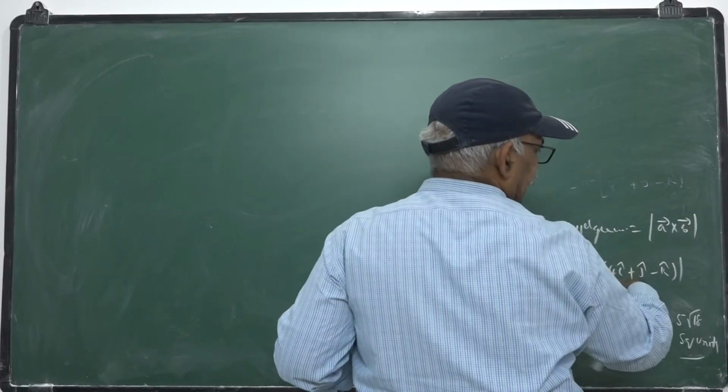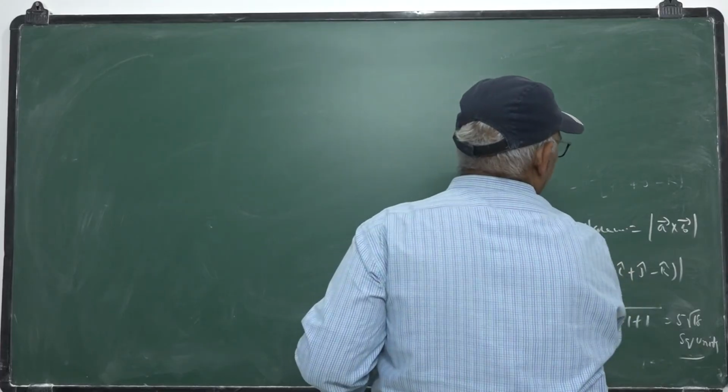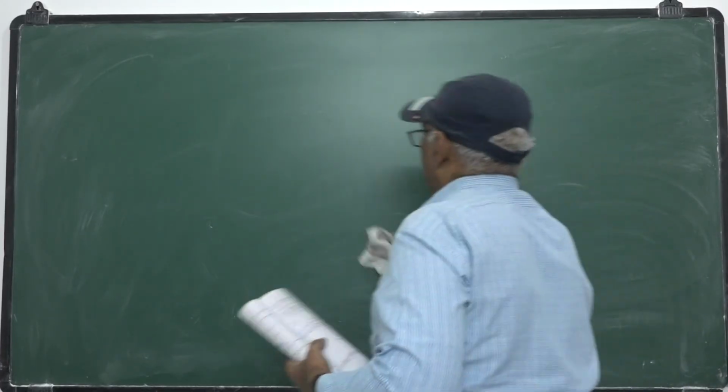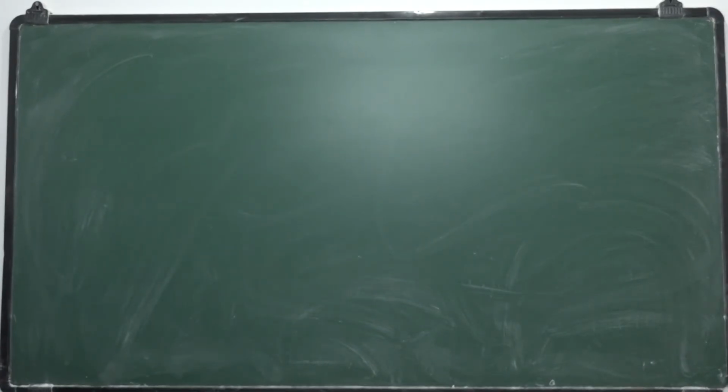This one is known as a cross b. A cross b is known as the vector area of the parallelogram. Vector area is different from area. The magnitude of the vector area gives us the area.